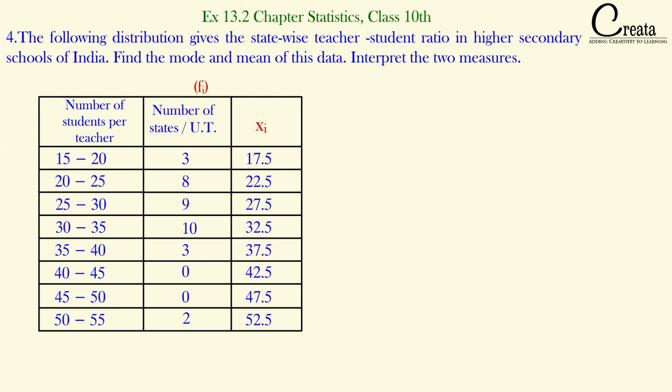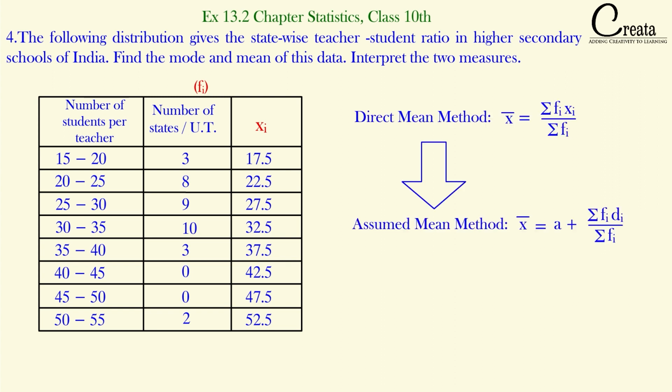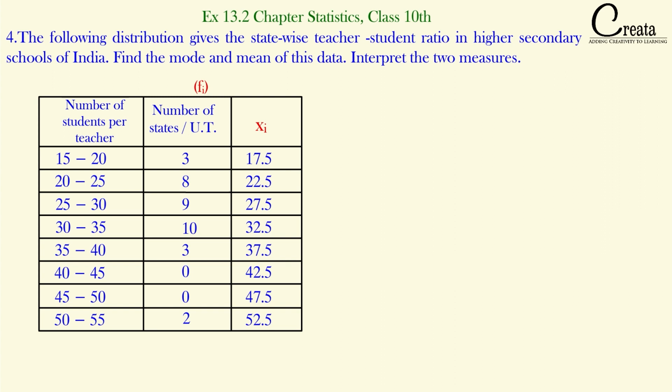Our next step: either we can use the direct method or we can go to the next method. It depends on the simplicity of the calculation. Here, to avoid complex calculation, we will go to the next method, that is the assumed mean method. And what is the first step in this method? We locate the assumed mean. So out of all these observations or xi, we will locate one point as the assumed mean.